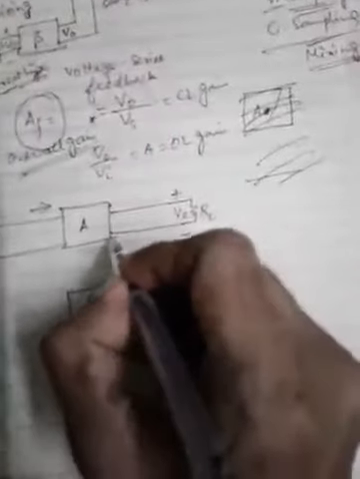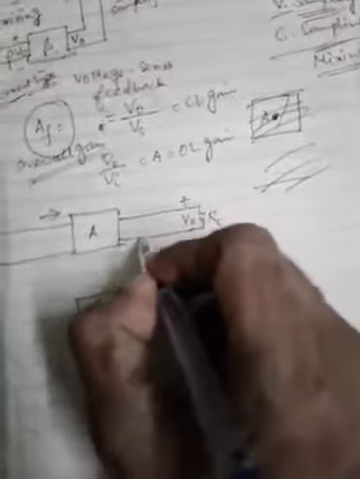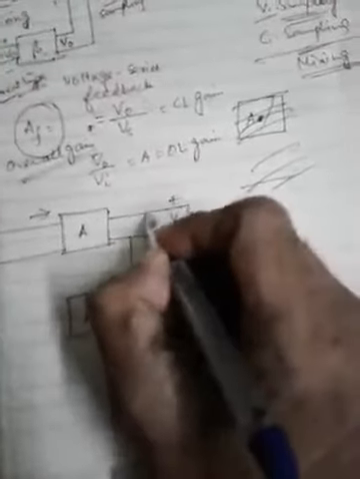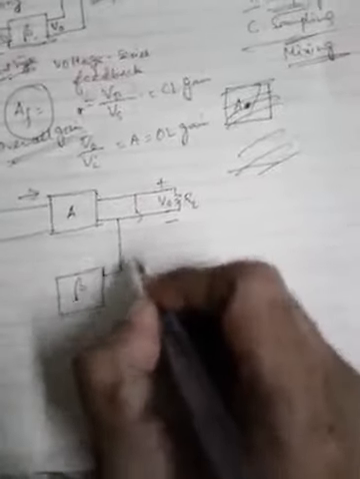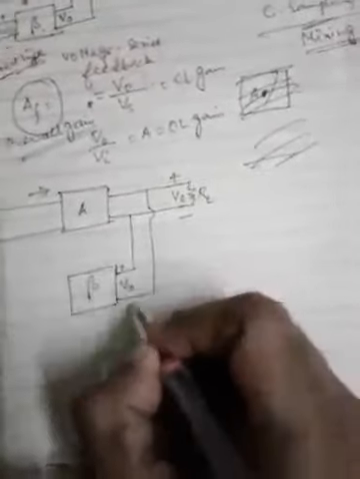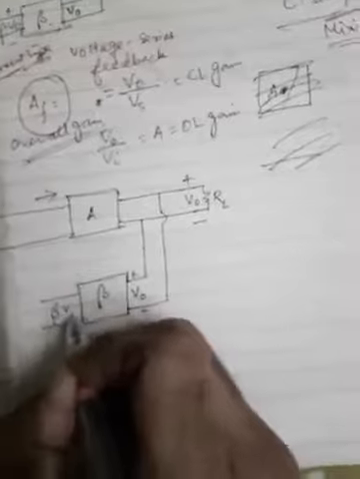Now if we tap the output parallelly, that means we are taking voltage from the output. Proportional to the output voltage, we are tapping a portion of the output voltage to be applied at the input of the feedback network. So this should be VO at the input of the feedback network, and the output of the feedback network is beta VO.